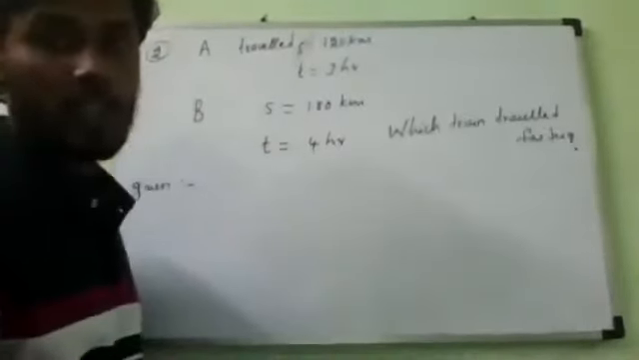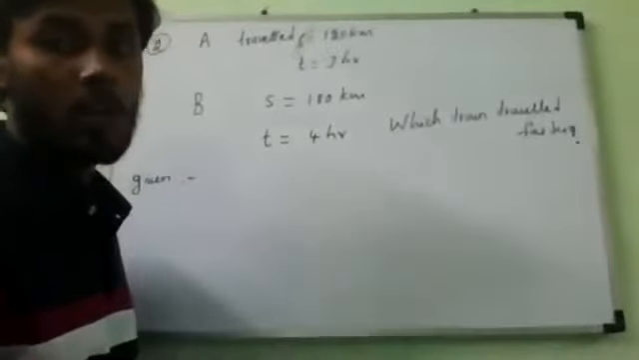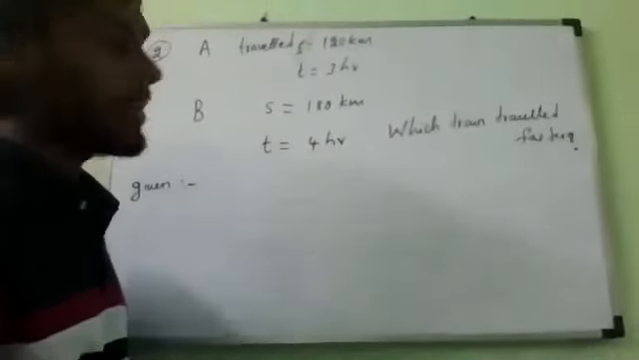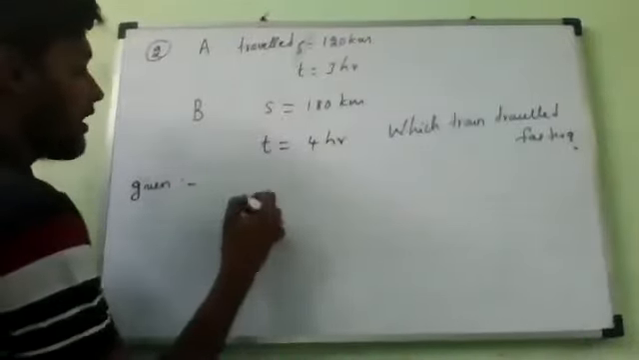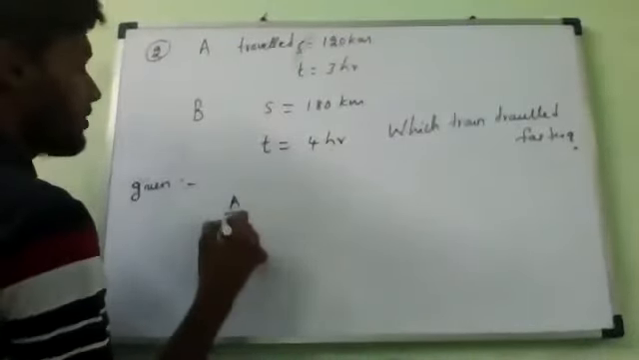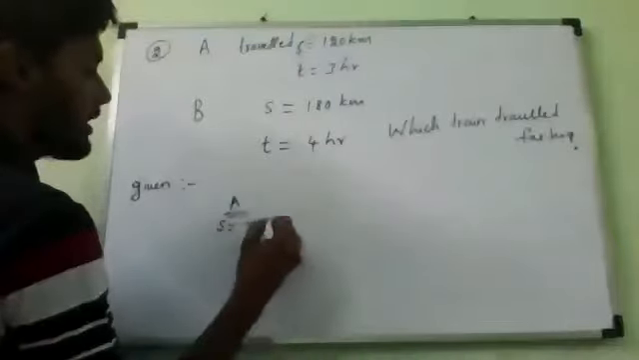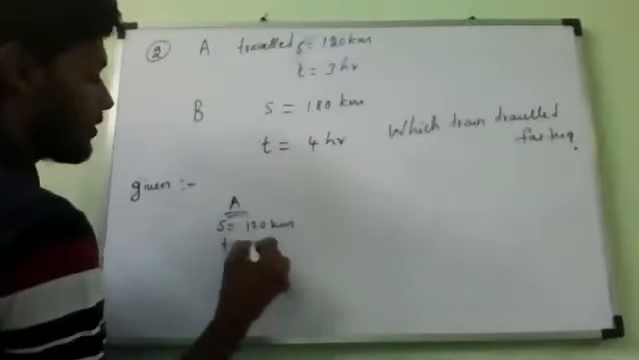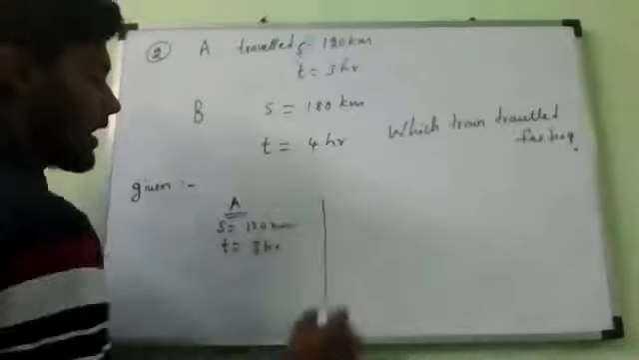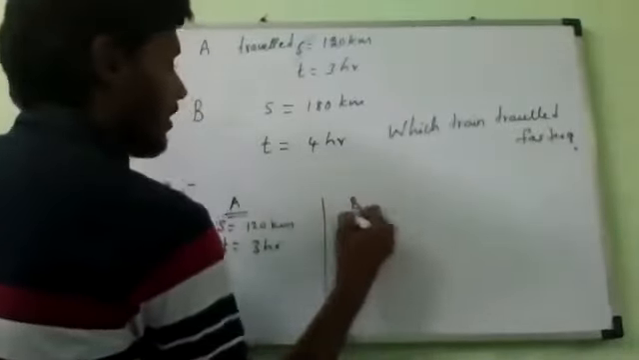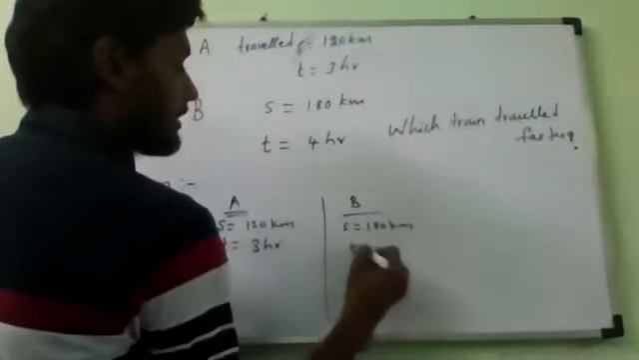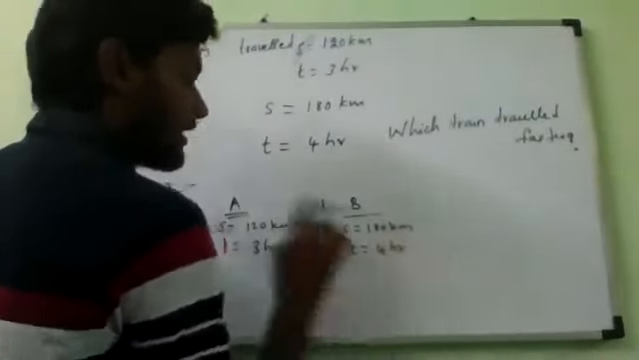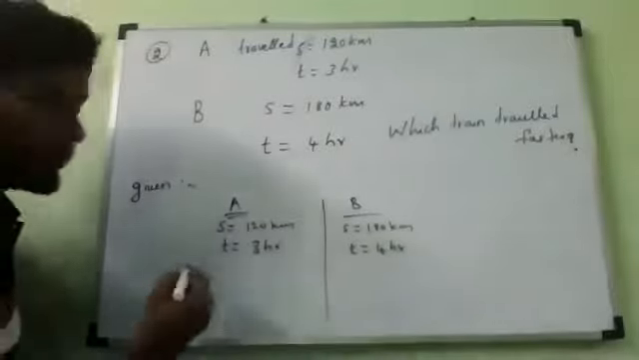We have two cases here. You have to divide the page into two parts. Understand? One is body A and another one is body B. So let us come to body A. The distance S is equal to 120 kilometer and time T is equal to 3 hours. Now body B, distance is equal to 180 kilometer and time T is equal to 4 hours. So both are in the same units, so we can directly go for substitution.